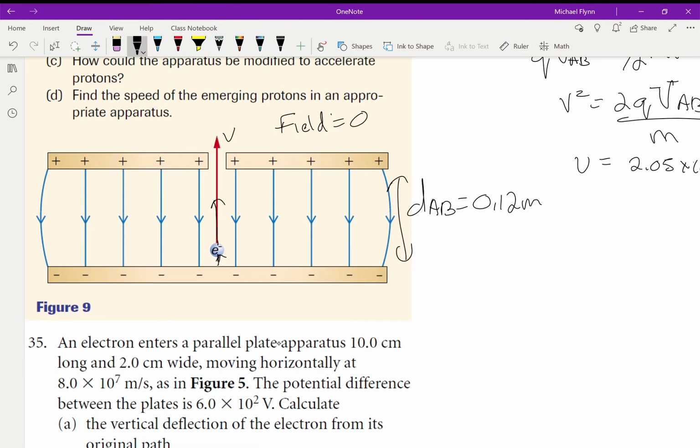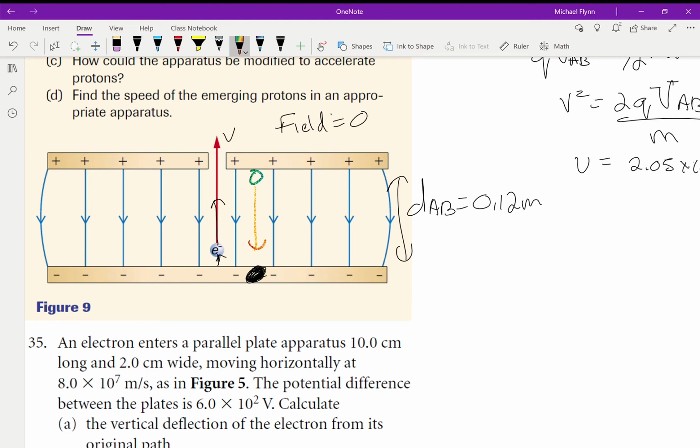So what we would do is we would have to drill a hole in the negative plate, like this. And then we have our proton. Here, I'll use a rainbow color. Here's our proton. And the proton could be fired through that hole.